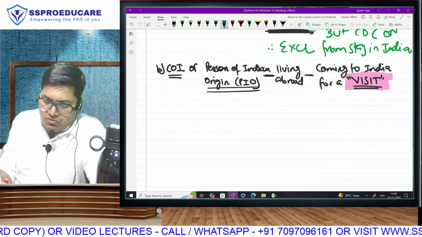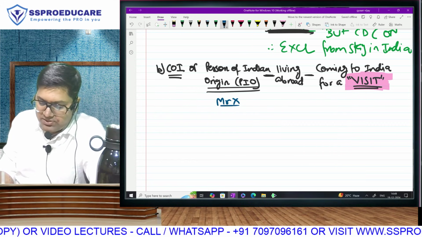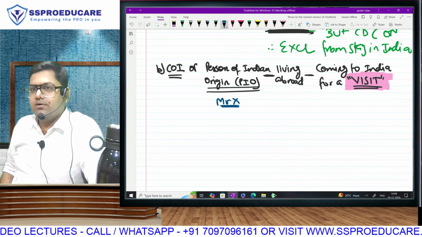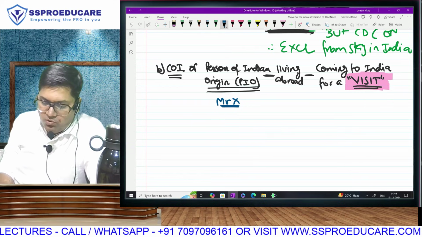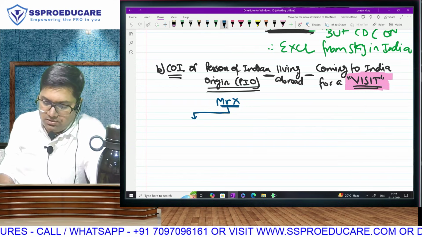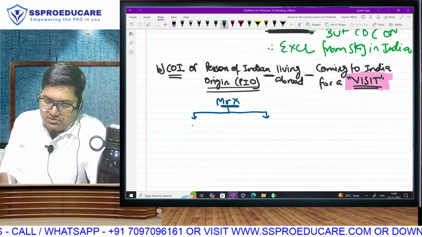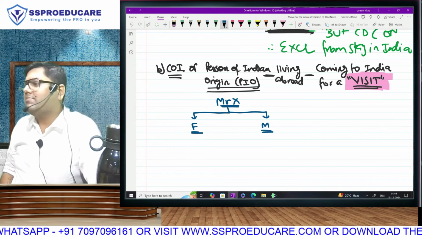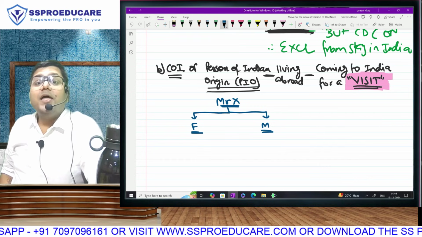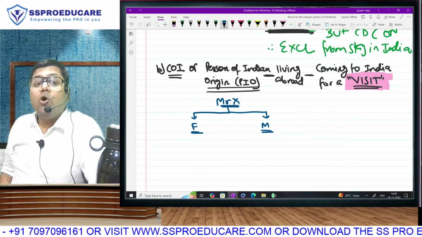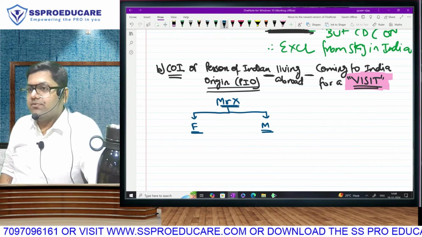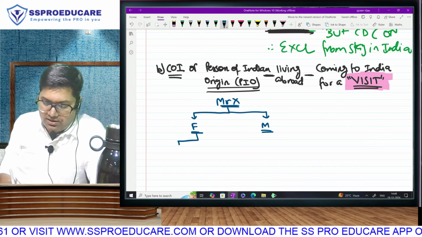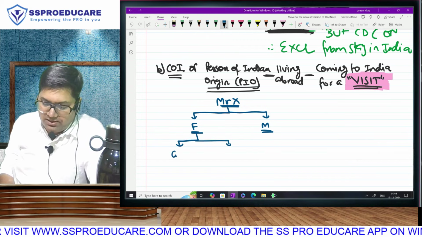Supposingly you want to decide whether Mr. X is person of Indian origin. So you will have to go and check the following people. Mr. X will have parents. Parents are two, father and mother. Check Mr. X ka parents and check both sets of grandparents. Both sets of grandparents means you will have to check grandparents, father's side.